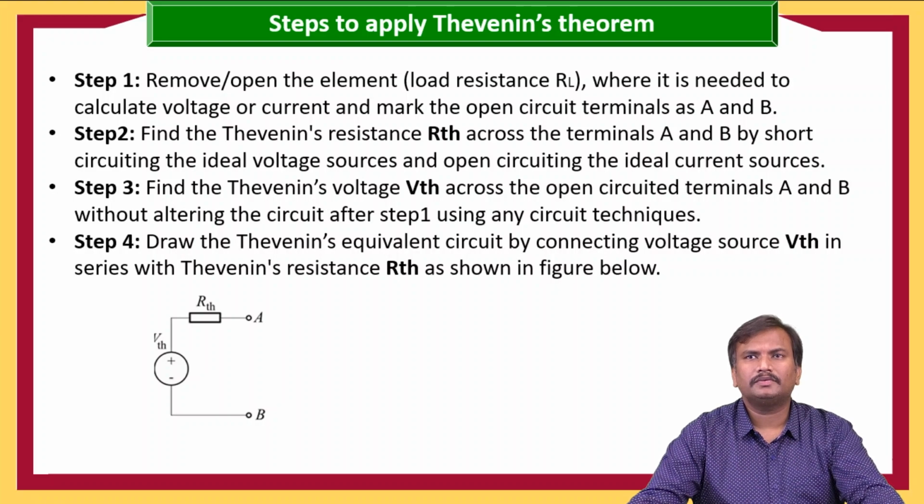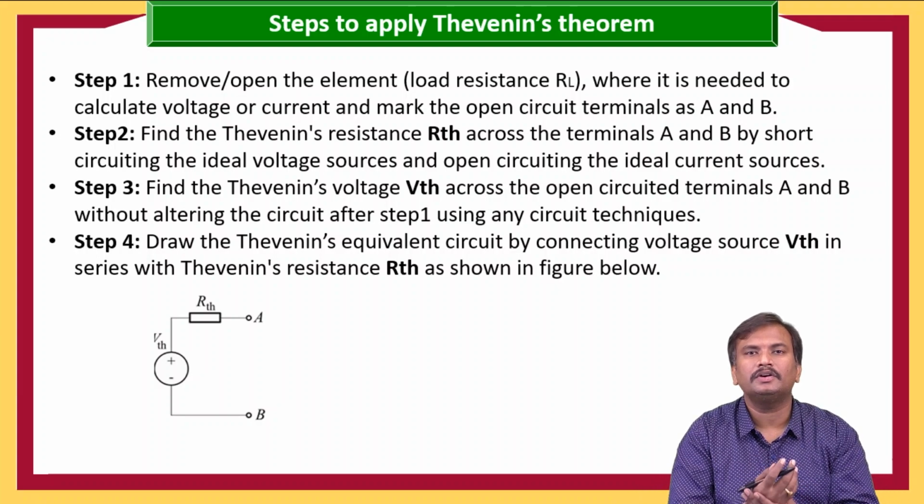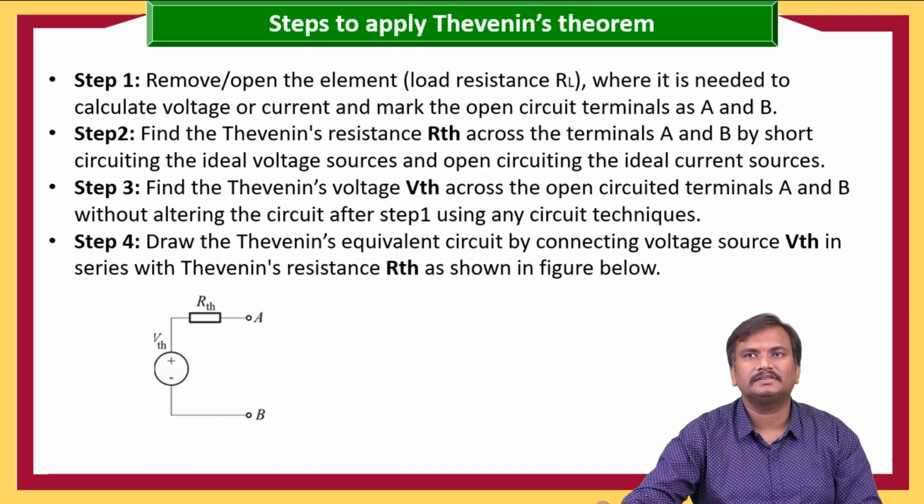The steps to apply Thevenin's theorem. First thing, whatever the circuit which is given, first we need to identify what are the terminals we need to consider for calculating the Thevenin equivalent. So for that, we need to remove the load resistance. Wherever it is asked to calculate the current flowing through the load resistance, then that resistance, the terminals we need to remove. That is nothing but we need to remove the load resistance.